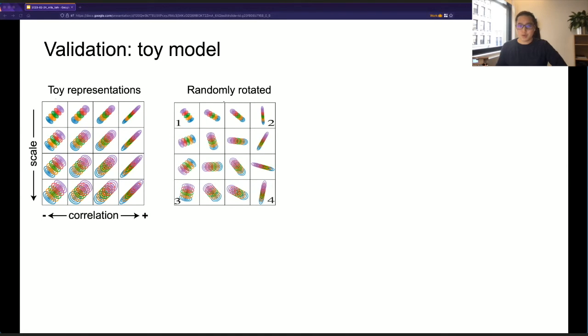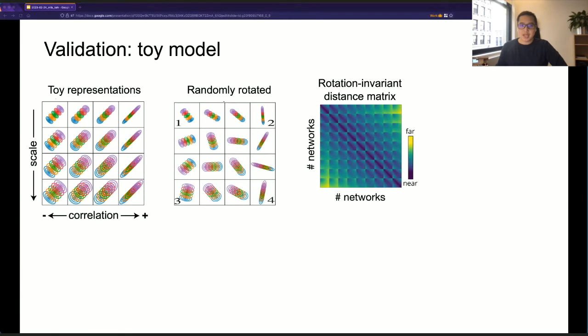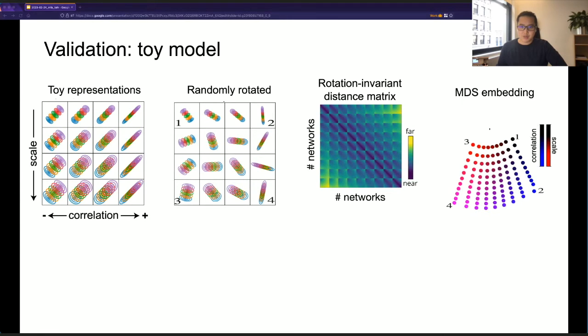We then randomly rotated them and computed a 100 by 100 shape metric distance matrix, where rotations were chosen to be the nuisance transformation. And by taking this distance matrix and embedding it using multidimensional scaling, we can accurately recover the 2D organization of all the networks that sort of sensibly sweep along two different axes here, the scale and the correlation.